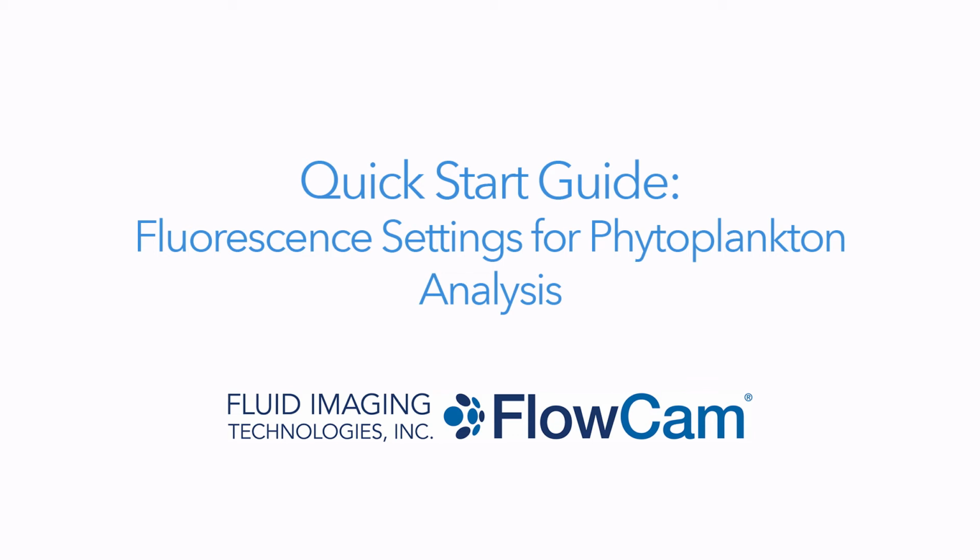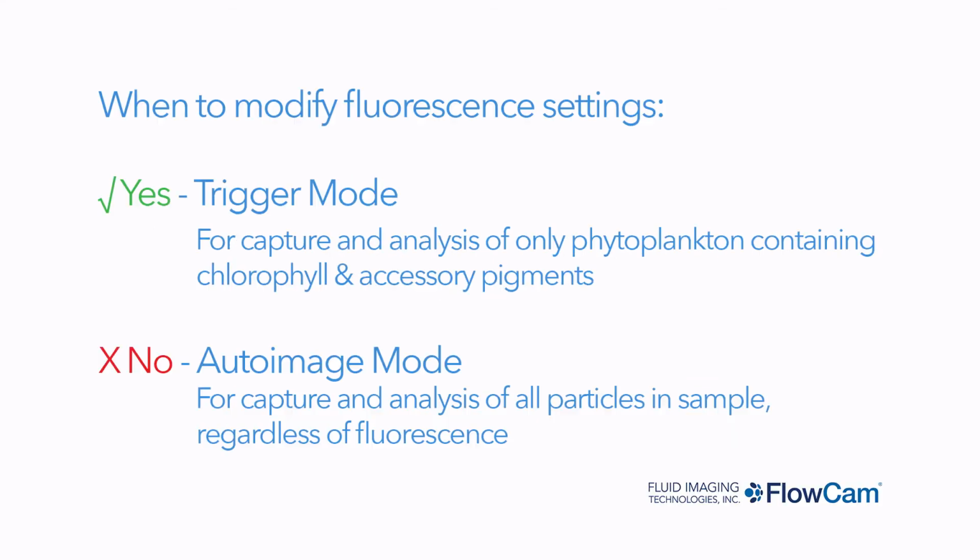The purpose of this video is to provide initial fluorescence settings for phytoplankton analysis. The fluorescence settings may need to be adjusted depending on your sample type. Note that you will need to modify the fluorescent measurement settings only if you choose to use trigger mode. Auto image mode does not use the fluorescence settings. Why would you choose trigger mode?